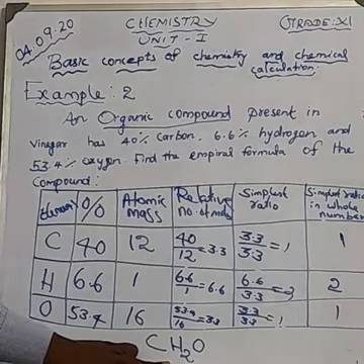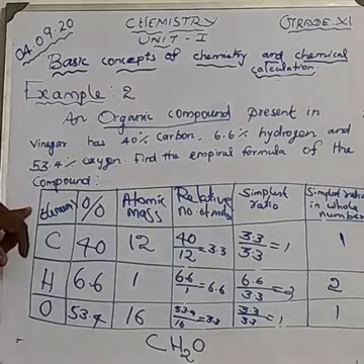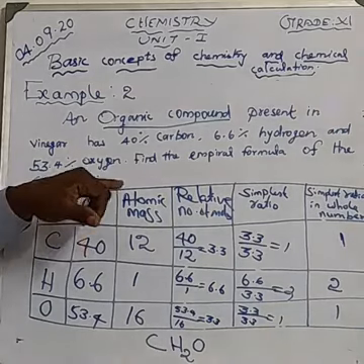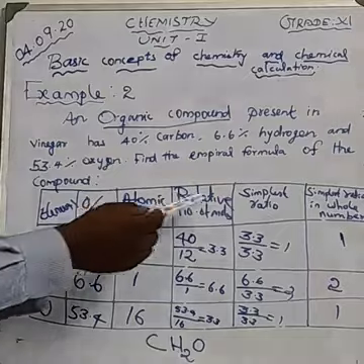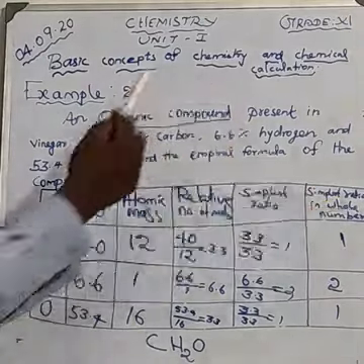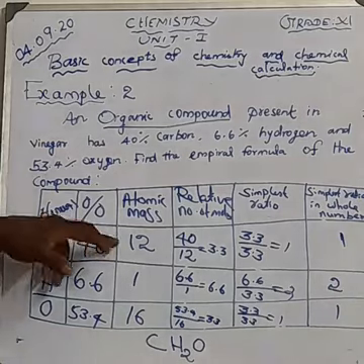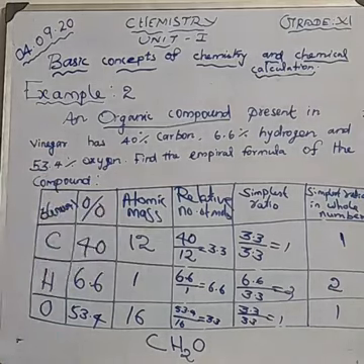Can you write? Have you written it down? The simple method: the element, percentage, atomic mass, relative number of moles, simplest ratio in whole numbers. So, the element, percentage, atomic mass, relative number of moles, and simplest ratio. So very easy. Okay.